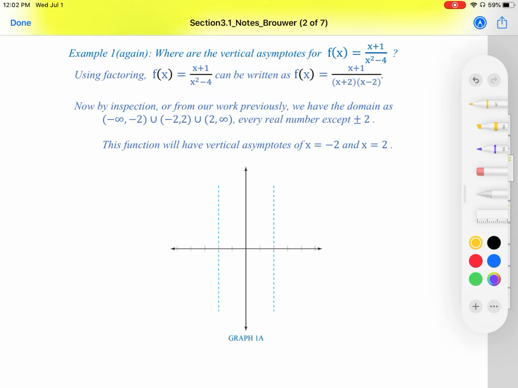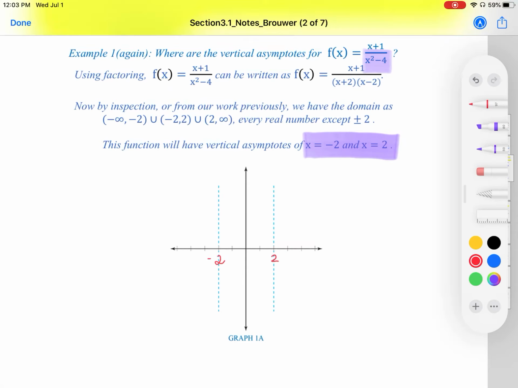Just as before, to find the vertical asymptote, we set the denominator equal to 0. We found the answer is not 0, right? So our answers were -2 and +2. These cause these vertical lines, which are your vertical asymptotes. So we have a vertical line at -2 and at +2.